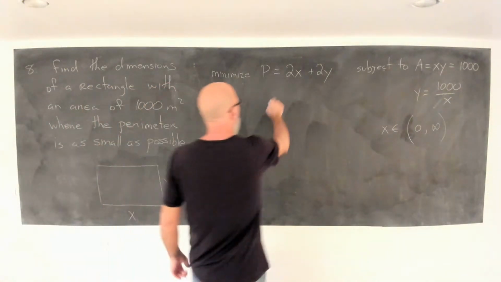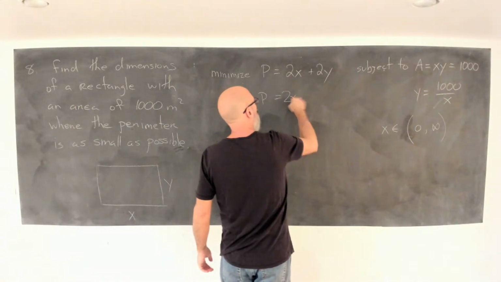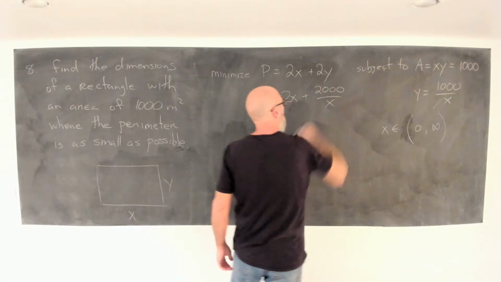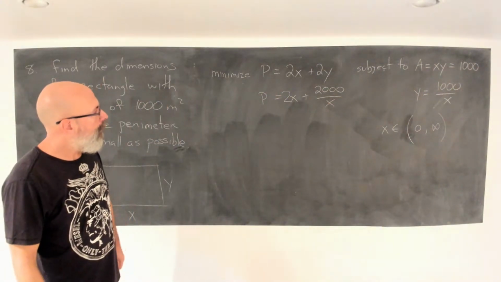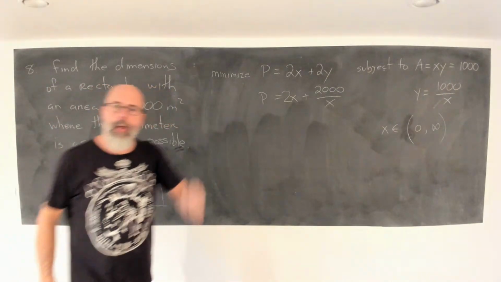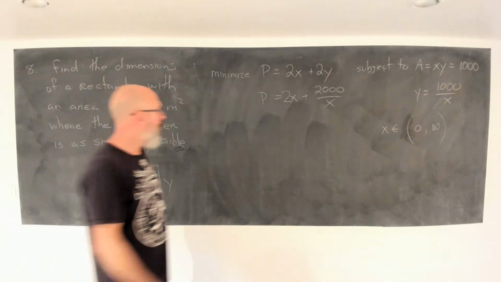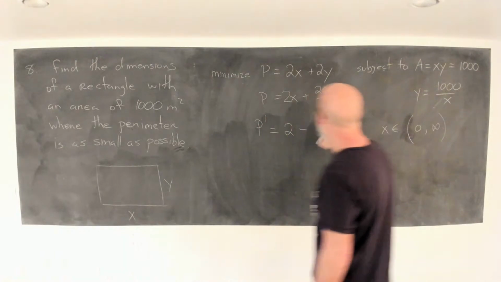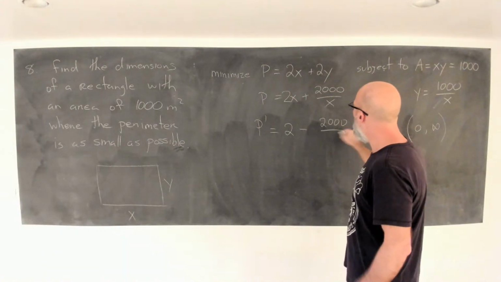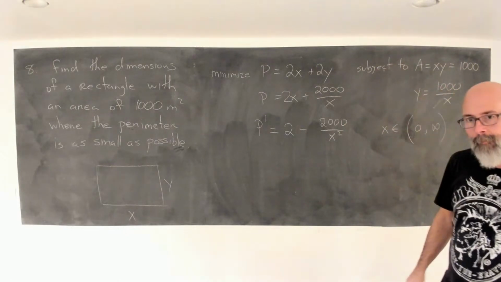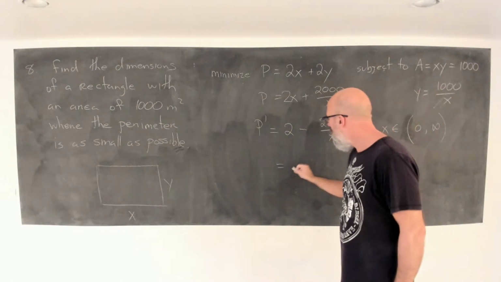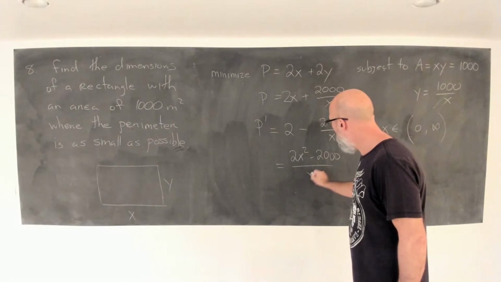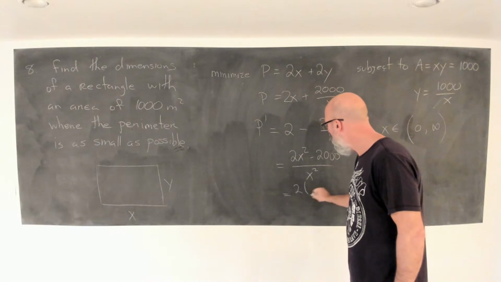And consequently, your perimeter, 2x plus 2y, well, y is this, so 2,000 over x. And we want to minimize that. You know exactly how to maximize and minimize functions. You take the derivative. The derivative is 2 minus 2,000 over x squared. Let's put everything over a common denominator: 2x squared minus 2,000 over x squared. Maybe factor out a 2.